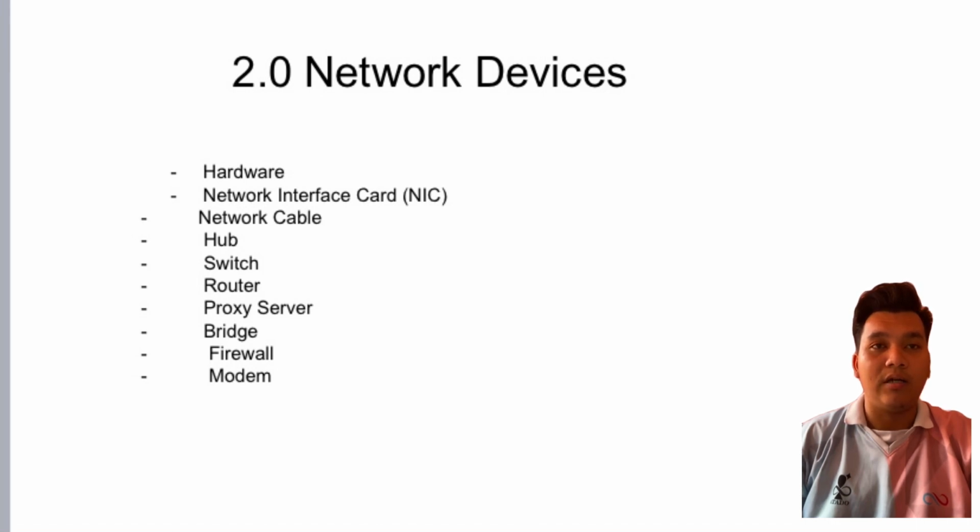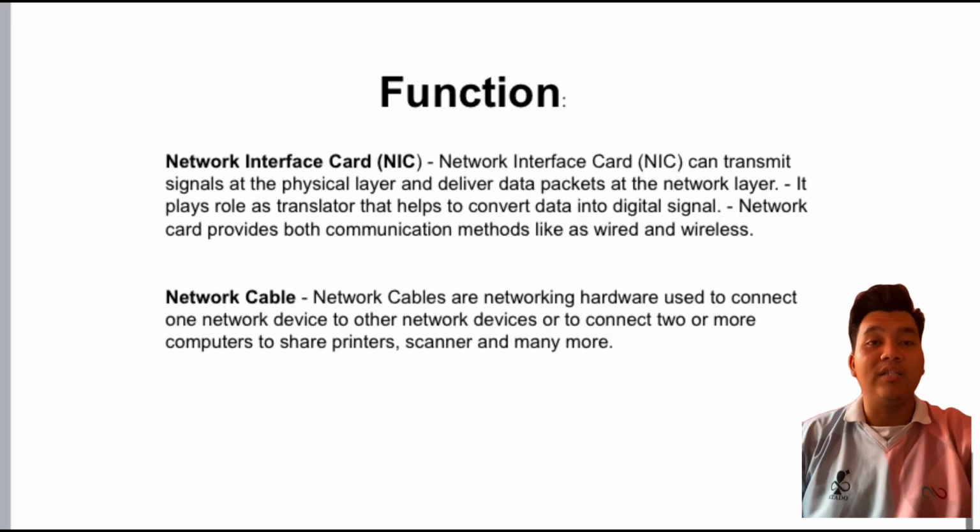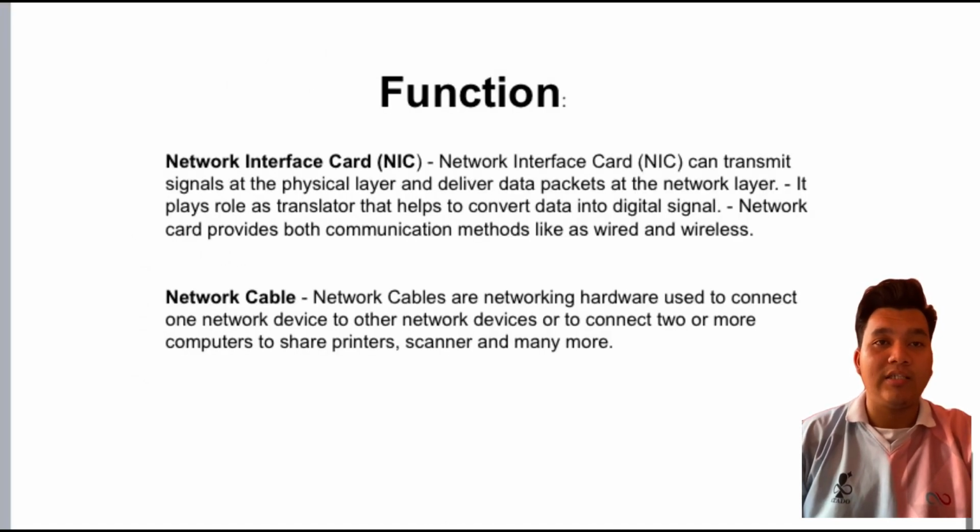The hardware is network interface card or NIC, network cable, hub, switch, router, proxy server, bridge, firewall and modem. The function of network interface card or NIC is that it can transmit signal at the physical layer and deliver data packet at the network layer. Second, it plays a role as translator that helps to convert data into digital signal. Third, network can provide both communication methods, wired and wireless.